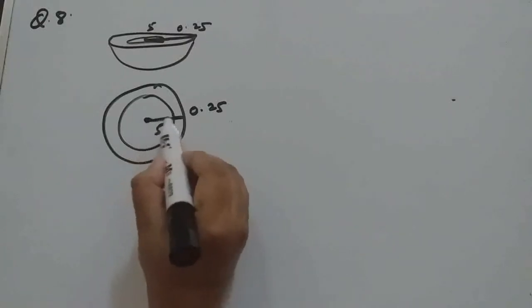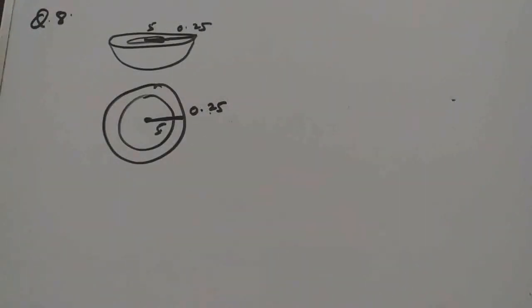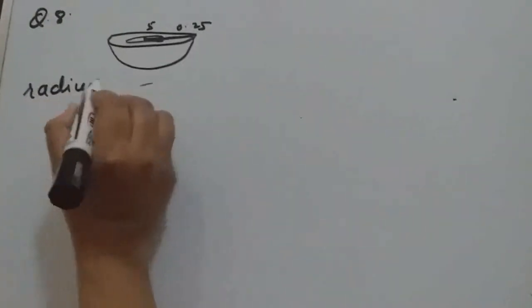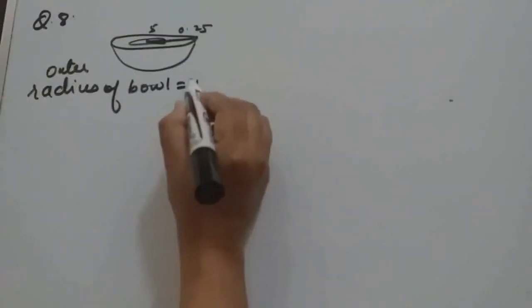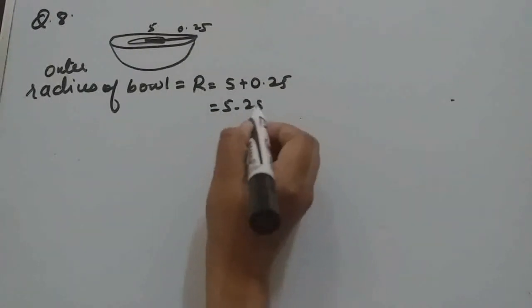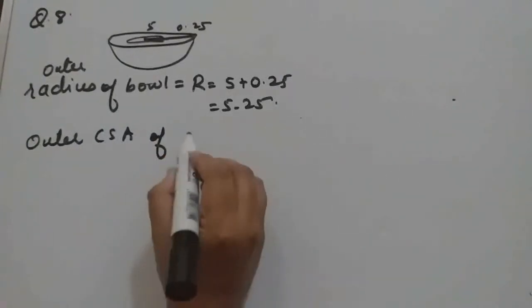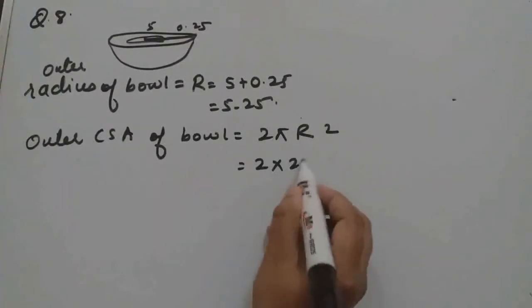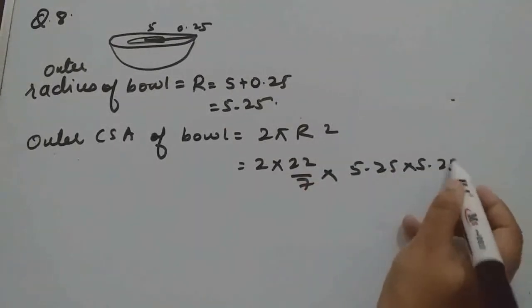For the outer curved surface area, we should know the outer radius. So the radius will be 5 plus 0.25. So what we can write here: the outer radius of the bowl, that is R, is equal to 5 plus 0.25, that is 5.25. Then the outer CSA of the bowl will be 2 pi r square. So 22 by 7, r square means 5.25 times 5.25.